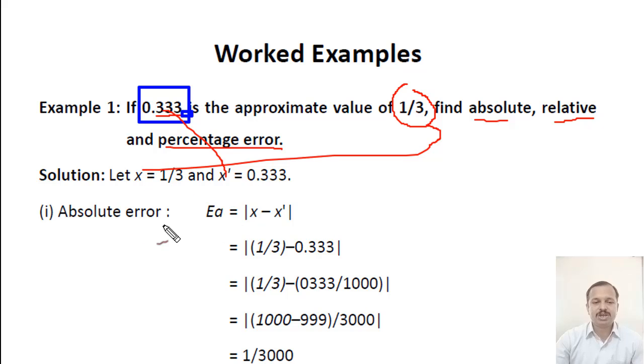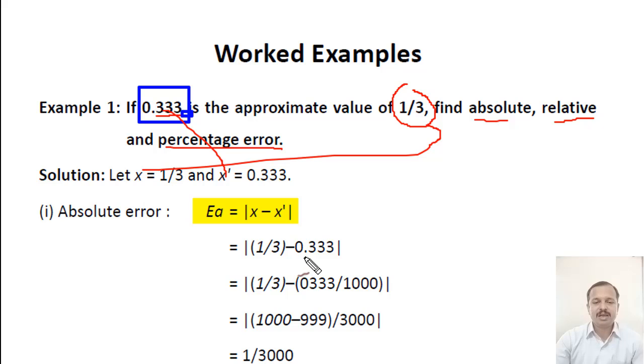Now the definition of absolute error we have in our hand. The definition of absolute error is the absolute value of x minus x dash. So we are considering the absolute value of x, which is 1 by 3, minus x dash, the approximate value given, that is 0.333. We can simplify this using our calculator, or in a very simple way. Here I will tell you how I have simplified this.